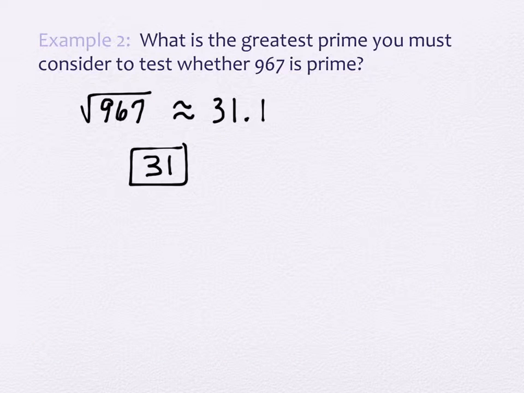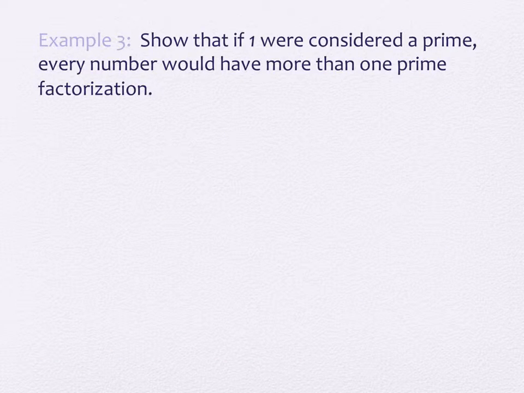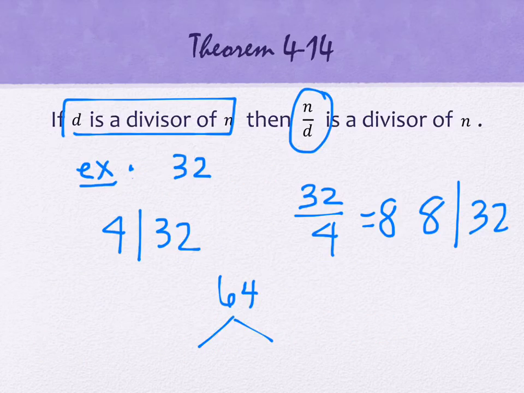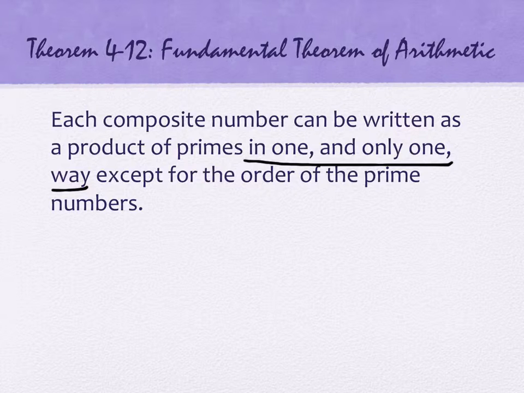Okay, let's do a couple other examples. We talked about last time this interesting theorem. In fact, let me go back to the theorem this references, just to remind us, since it was last time. We had the fundamental theorem of arithmetic that said each composite number, numbers that aren't prime, can be written as a product of primes in one and only one way, except the order might be different. Okay?